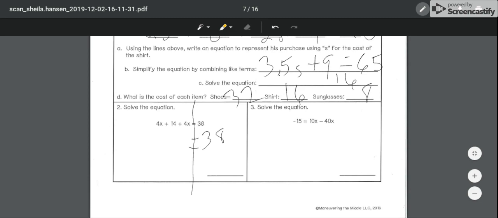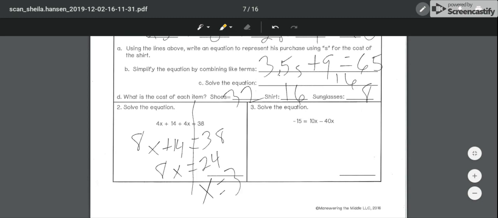So 4x plus 4x is 8x. And then I have plus 14. And then we go ahead and solve it like normal. So you're going to minus 14. And so you get 8x equals, let's see here, 14. So that'd be 24. And then divide by 8. So you get x equals 3.